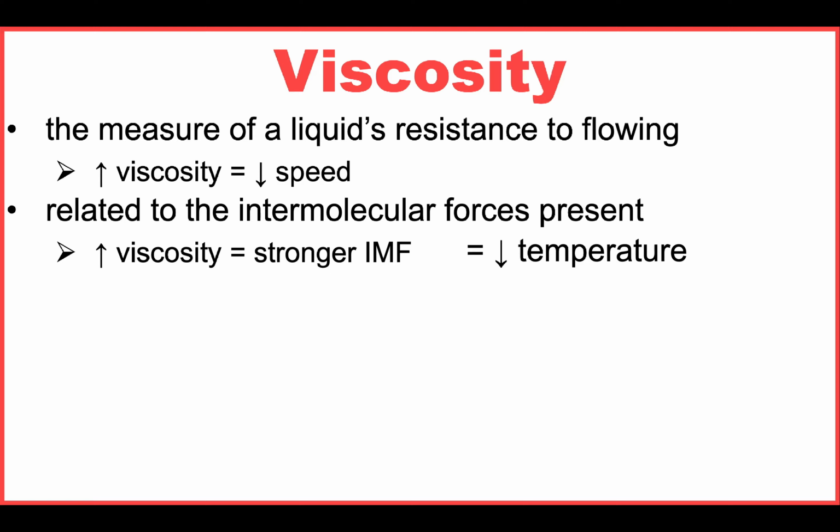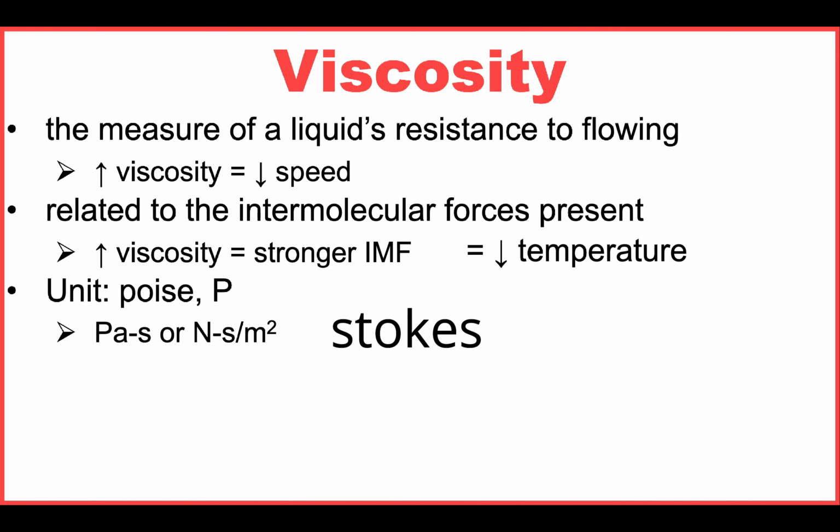Viscosity is measured in units of poise. The SI unit for poise is Pascal second, or Newton second per meter squared. You might encounter in some books the unit Stokes. Stokes and poise are both units of measure relating to fluid viscosity. Remember, viscosity is typically defined in two forms: the dynamic viscosity and the kinematic viscosity. Dynamic viscosity is commonly measured in poise, while kinematic viscosity is commonly measured in Stokes.